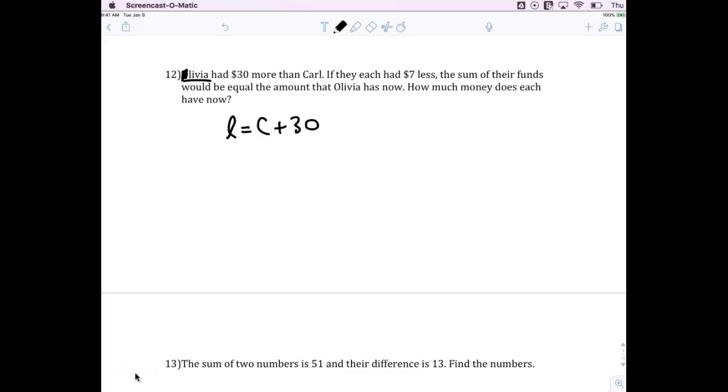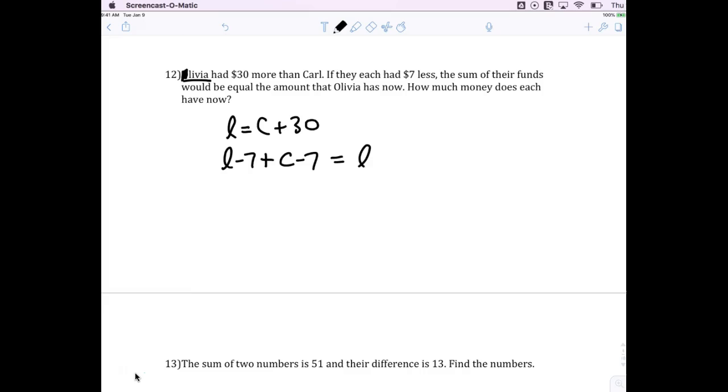So it says, if they each had 7 less. How much would Olivia have if she had 7 less? L minus 7. And how much would Carl have? C minus 7. It says if they each had 7 less, the sum, you would add them together, equals L. It would equal L.